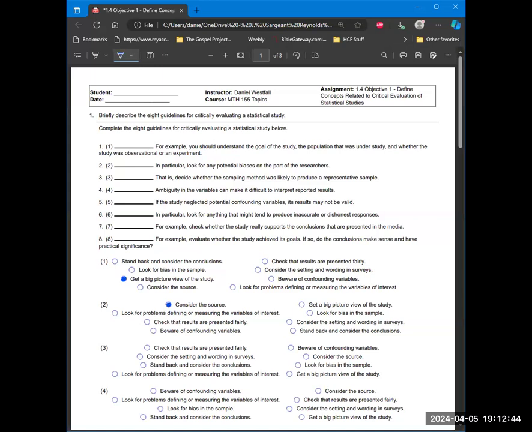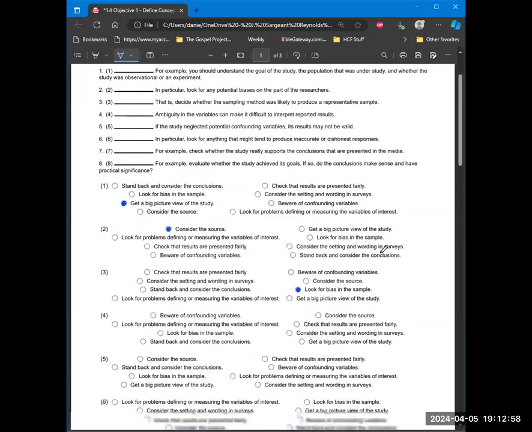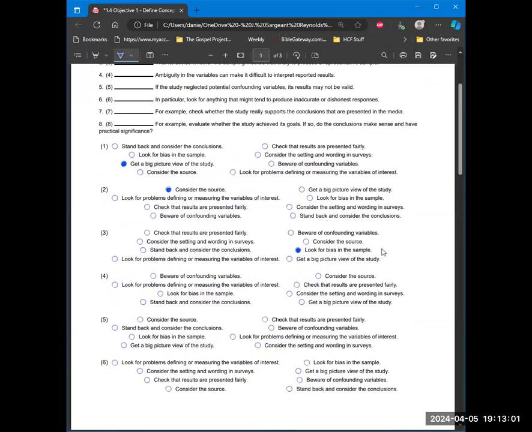Number 3 is to look for bias in the sample. That's over here. And it says that is decide whether the sampling method was likely to produce a representative sample or not. Step 4 is to look for problems defining or measuring the variables of interest. So right here, and they say ambiguity in the variables can make it difficult to interpret reported results.